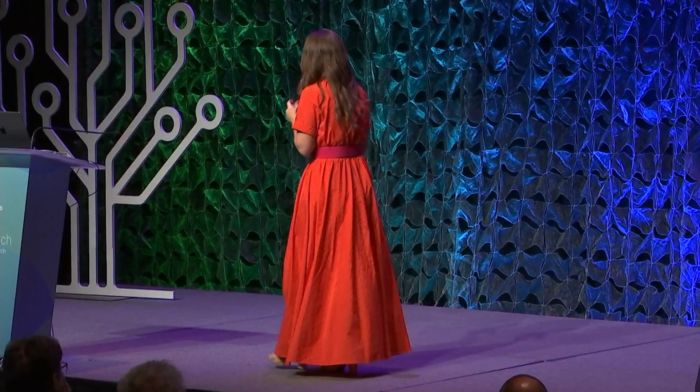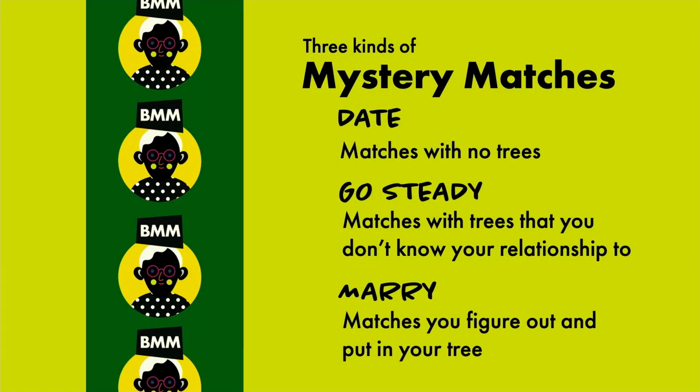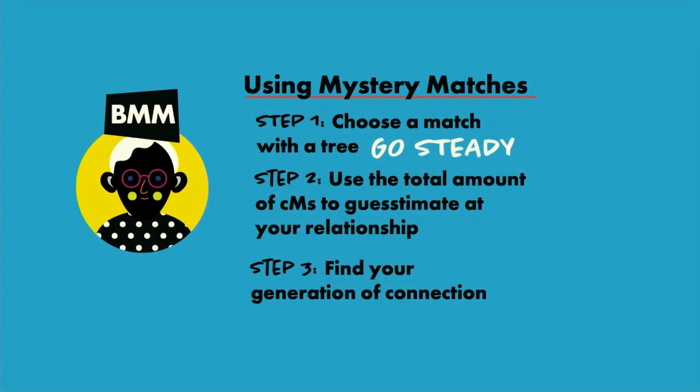Those are the tips. So, for your mystery matches, you are going to date those with no trees, meaning you're going to contact them and reach out to them. Next, your go steady matches. These are matches with trees, but you can't see your relationship. So this is the bulk of genetic genealogy right here, is investigating these kinds of matches.